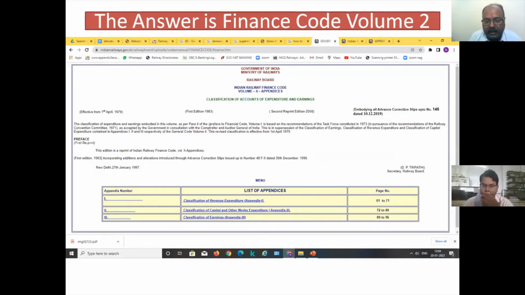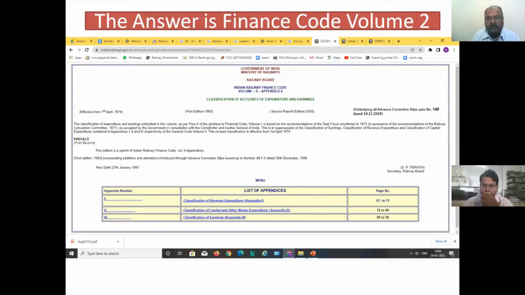There are 3 appendices. The first one is called Revenue Expenditure, the second one is called Capital Expenditure, and the third one is called Earnings. Earnings, all of you know. Please remember X, Y, Z: X for coaching earnings, Y for goods earnings, and Z for sundry earnings. That is abstracts, not demand numbers. So revenue allocation is separate, capital allocation is separate, and earnings are also separate allocations. Please remember.